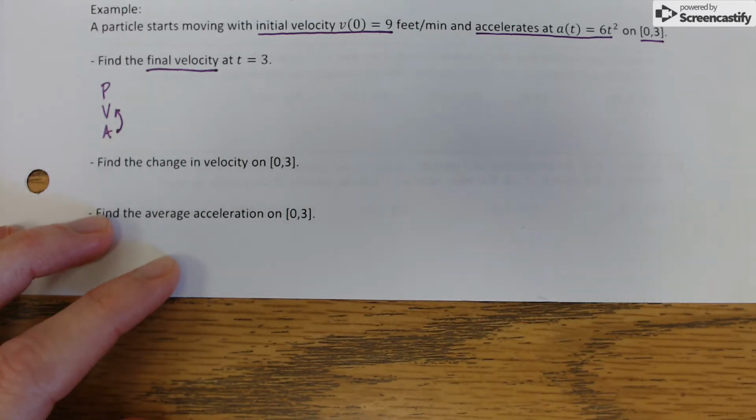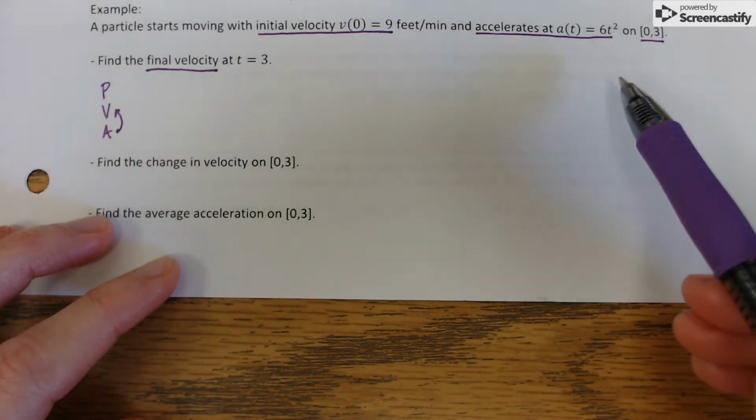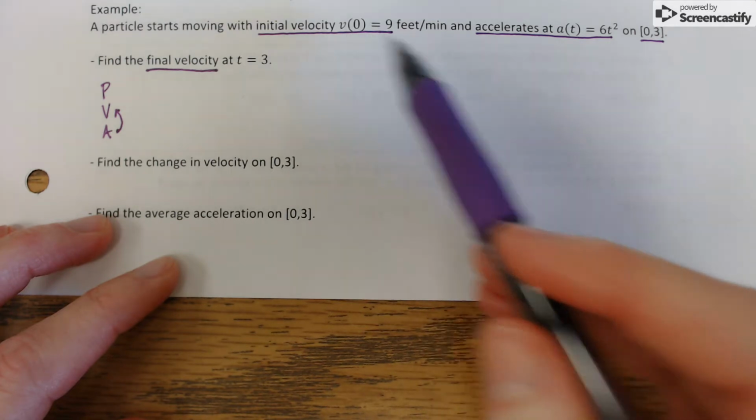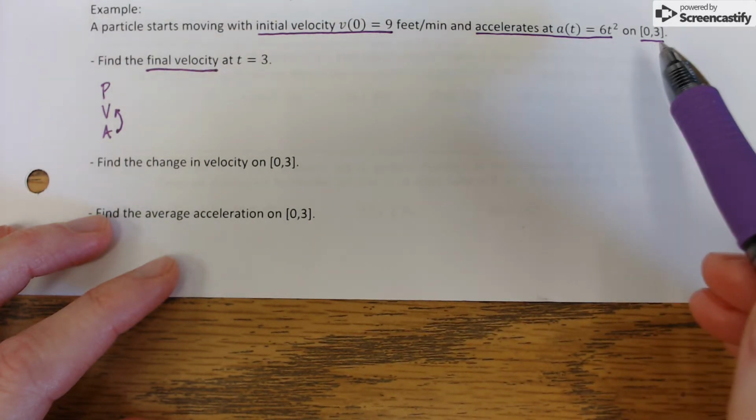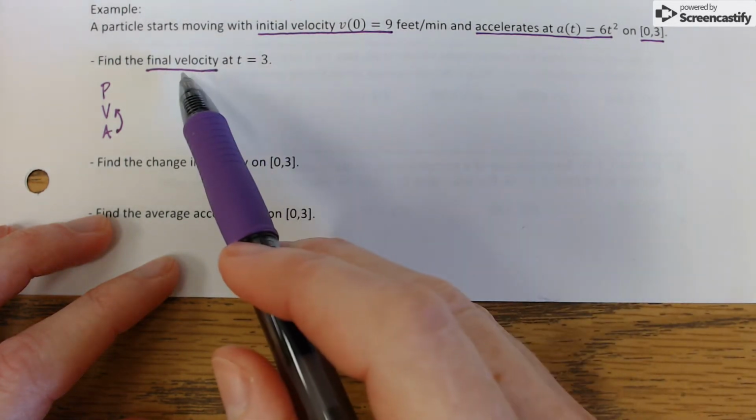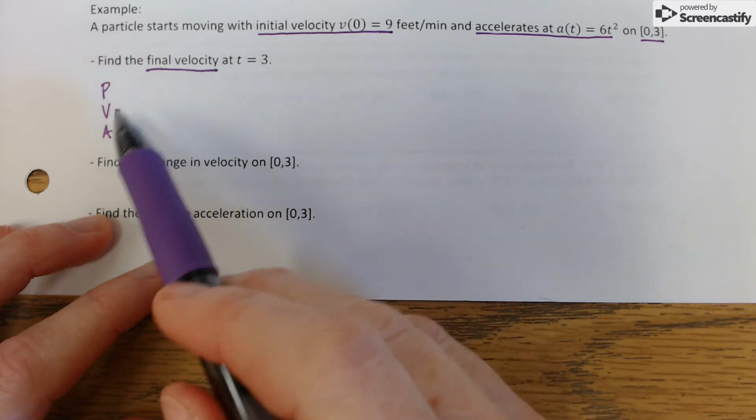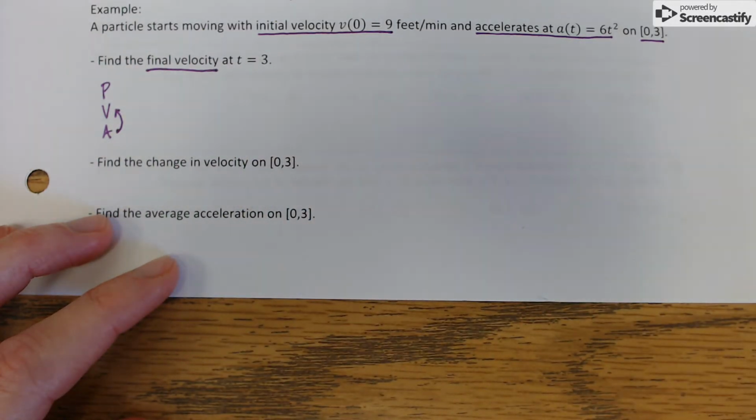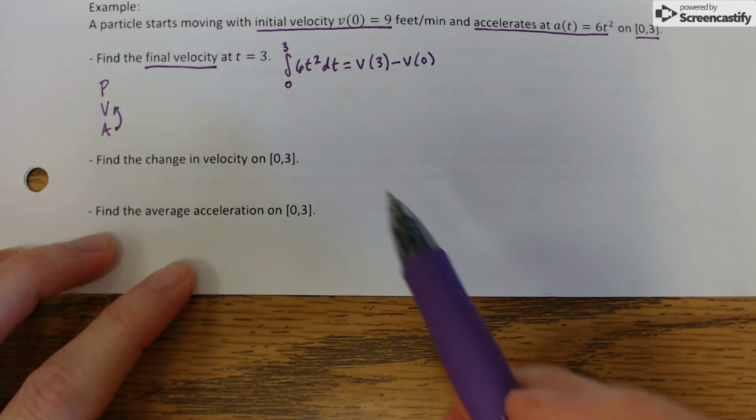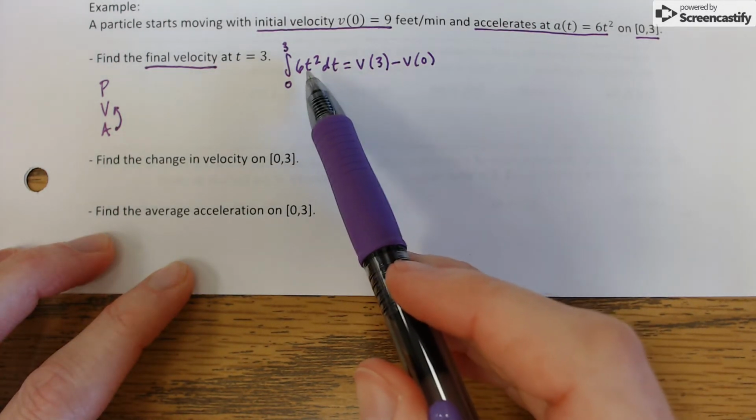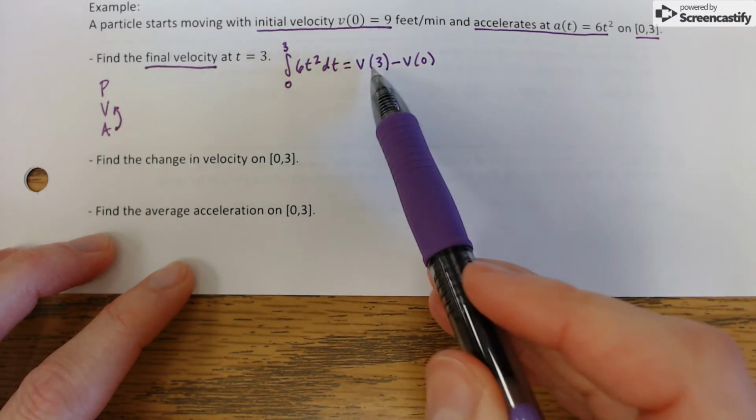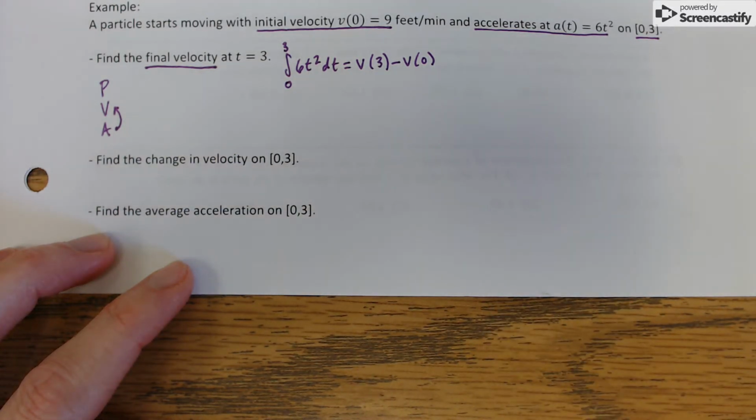We'll do this last example with a function instead of a graph, just to show you how to evaluate that differently. I'm given initial velocity and the function for acceleration on 0 to 3, and asked first for final velocity, so I know I'll have to go backwards from my acceleration function to get there. So I set up my fundamental theorem part 1 formula and went ahead and replaced a of t with 6t squared equals v of 3 minus v of 0.